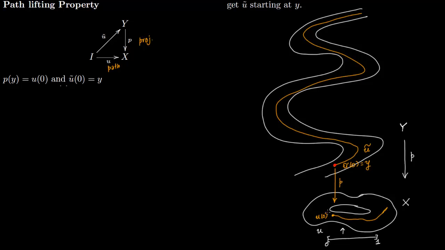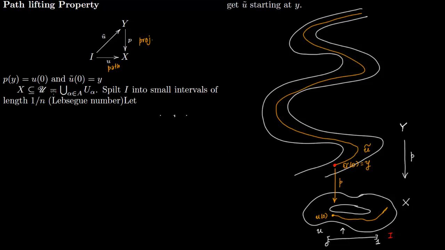So let us prove this result. Basically it just talks about subdividing this interval I into equal parts. To start with, you start with a cover of X. This curly U is the cover, these are the sets, and all these sets are evenly covered by the projection map P. This is important, we are going to use it later.